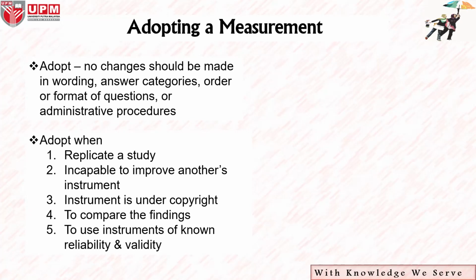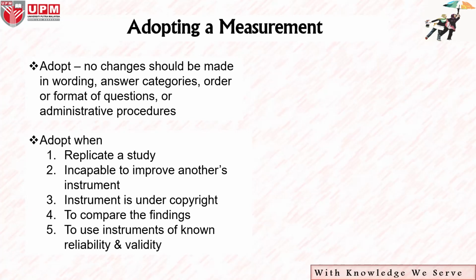Tak boleh ubah apa-apa. Okay, because sometimes when you found an instrument, the authors already mentioned that no part of the instrument should be amended. Sometimes ada memang author tulis macam tu. Particularly for psychometric instrument, psikologi lah, memang dah di IP kan, di copyright kan. So the author does not allow you to make any changes on the instrument. So you have to use as it is.